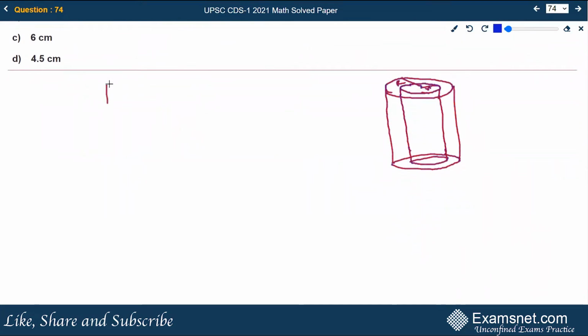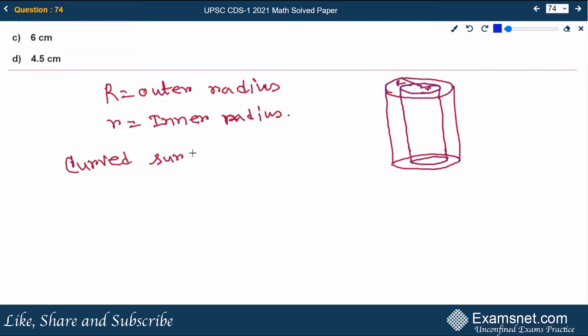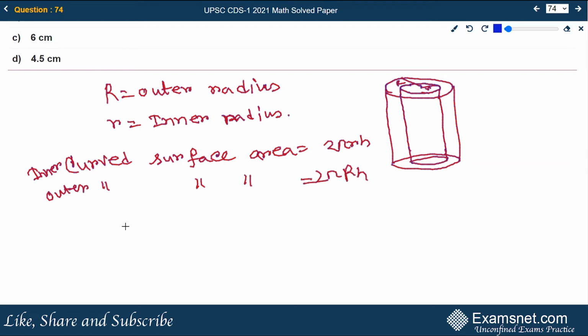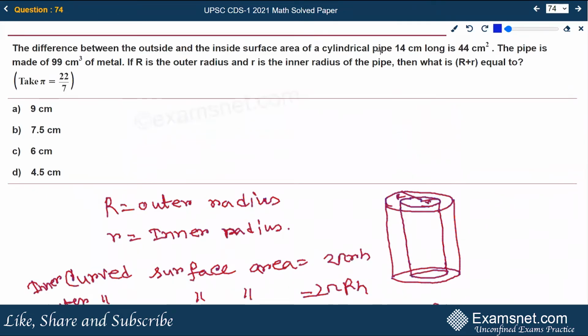So here capital R is the outer radius and small r is the inner radius. Now, the difference between the outside and inside surface area. What is the curved surface area first of all? That is 2 pi rh, this is for the inner curved surface area. So the outer curved surface area will be 2 pi capital R h. Therefore, the difference between these two is 2 pi (R minus r) h, and that results in 44.